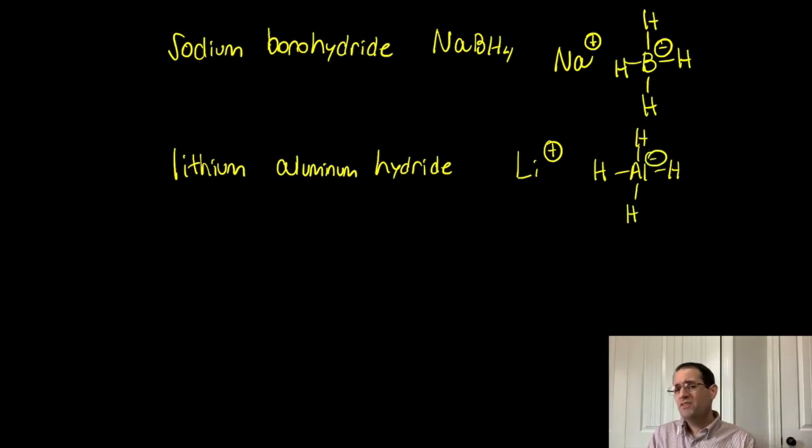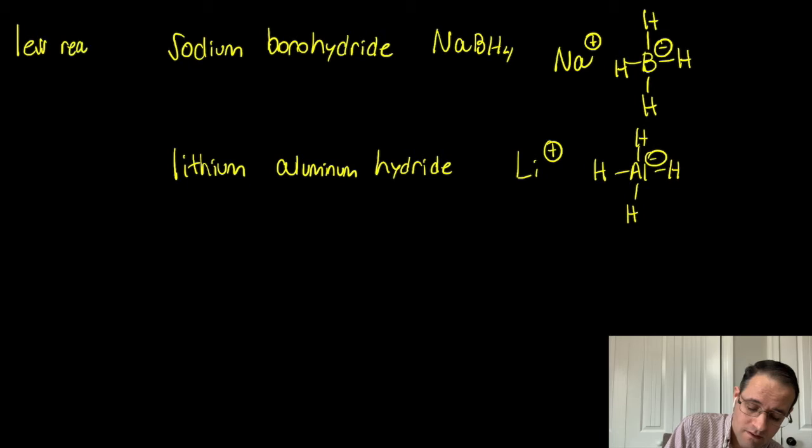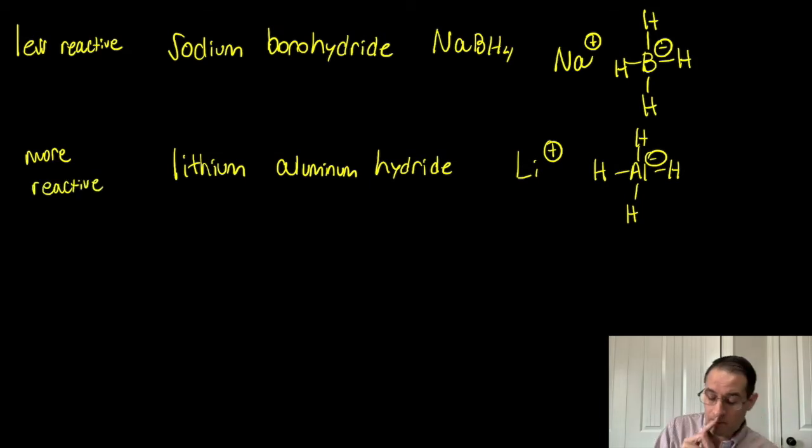Now, for many purposes, you can use sodium borohydride and lithium aluminum hydride to form alcohols from ketones and aldehydes, but for esters, you want to use lithium aluminum hydride. So this is less reactive. This is more reactive. It reacts with a lot more functional groups. Both of these are a source of hydride.